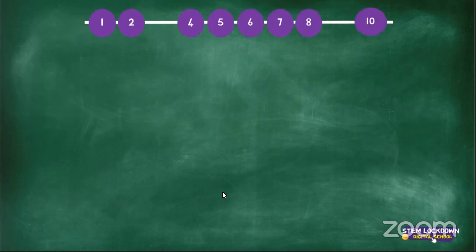Now let's have a look. I want you to look at this bead line on the screen and raise your hand if you know which beads are missing. So to help you, have a look at the bead line that you drew on your page and have a look at the purple bead line on the screen and see which beads are missing. If you know the answer, raise your hand so that I can unmute you and you give me the answers.